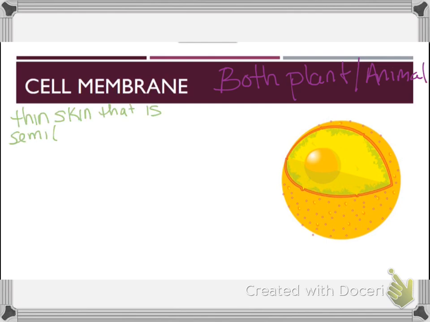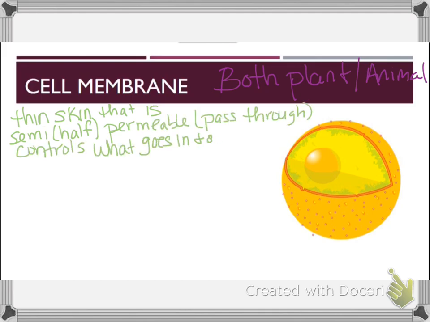The cell membrane is a thin skin, and it's semi-permeable. Semi means half or some, and permeable means pass through. So the cell membrane controls what goes in and out of the cell. It controls what stuff it allows in and what stuff it allows out. Only some things can go both ways. See, semi is half, permeable, pass through.